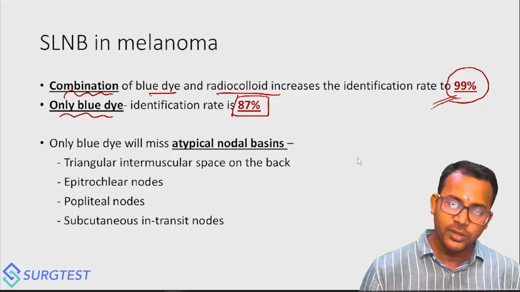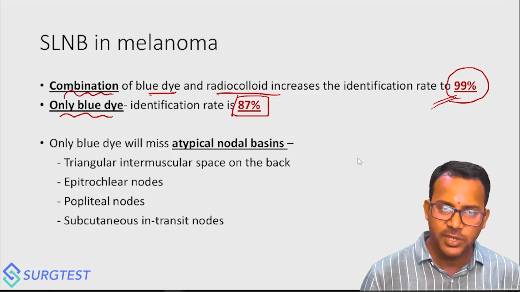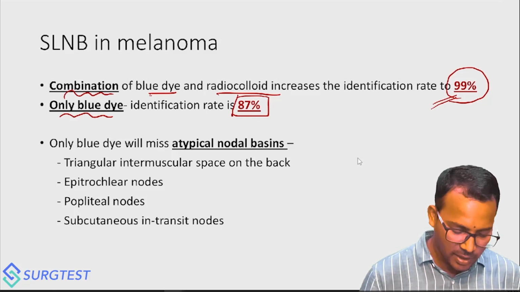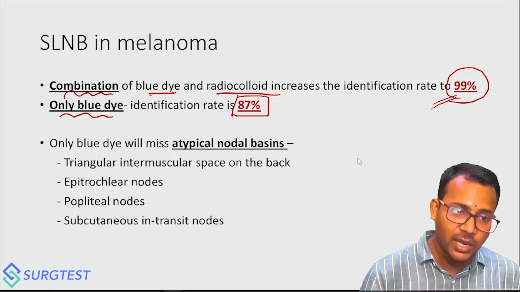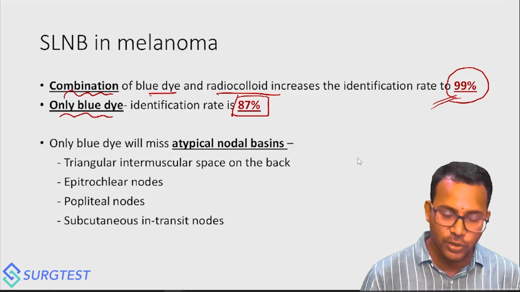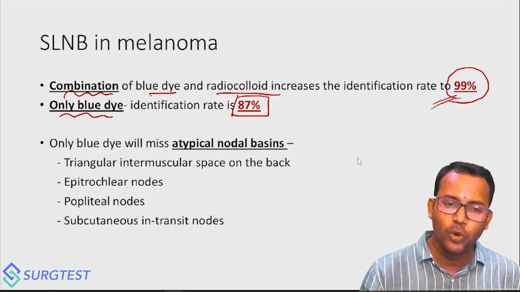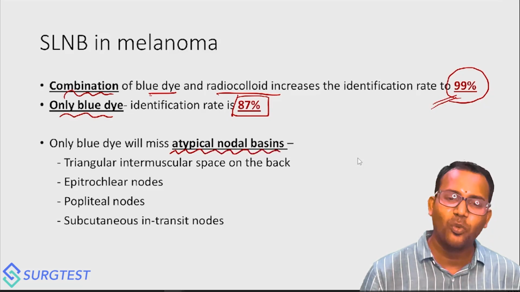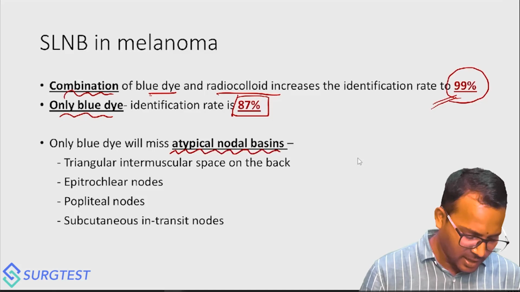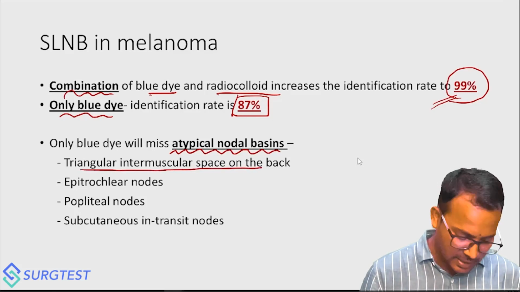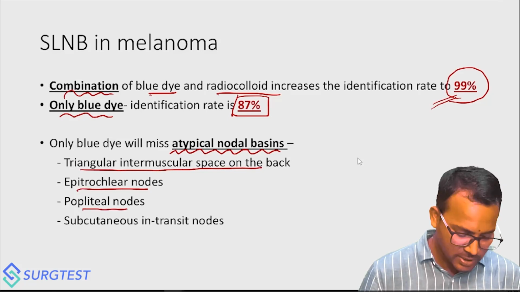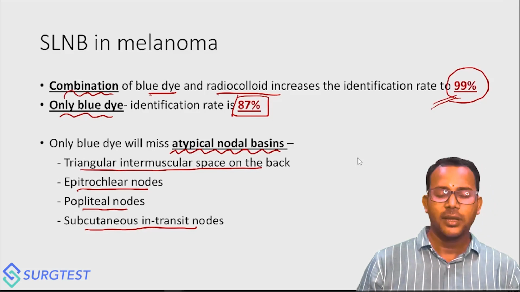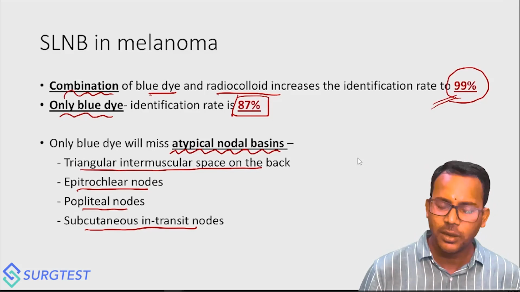Not only this, sentinel node biopsy using the radiocolloid has avoided missing any atypical nodes. Another reason why only blue dye is not used and a combination is used is because whenever you use a blue dye only, you are liable to miss the atypical nodal basins. And what are these atypical nodal basins? These are the triangular intermuscular spaces on the back, epitrochlear nodes, popliteal nodes, and a few of the subcutaneous in-transit nodes. So these are the atypical nodal basins that you are likely to miss if you use only a blue dye.